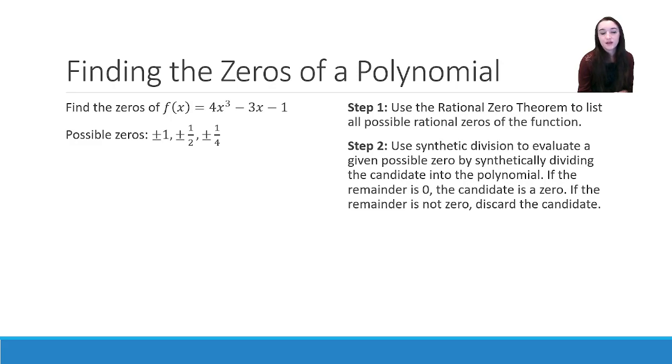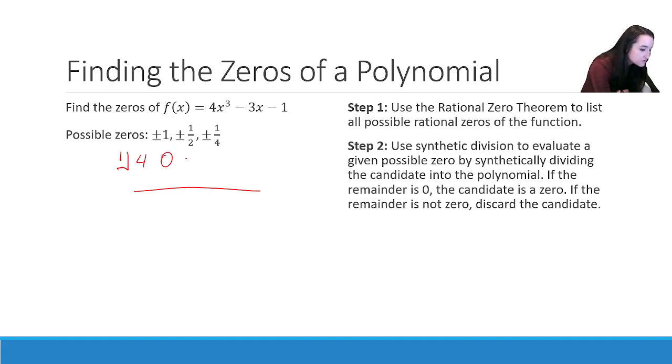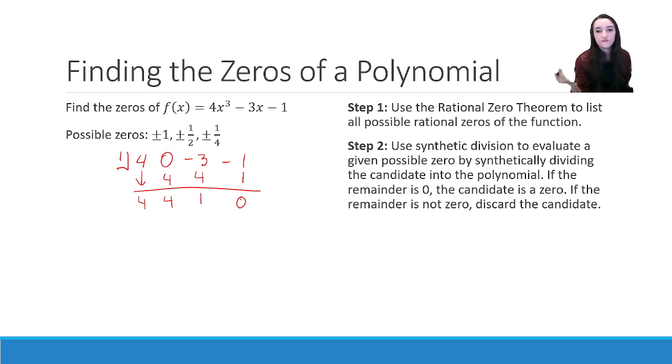So, we can pick any random 0 we want. We can start with, for example, 1. And I will go through the steps here. So 1, and then 4, and 4, 0, negative 3, negative 1, and I bring down my 4. 4 times 1 is 4, 0 plus 4 is 4, 4 times 1 is 4, 4 minus 3 is 1, 1 times 1 is 1, and look, we found a 0.